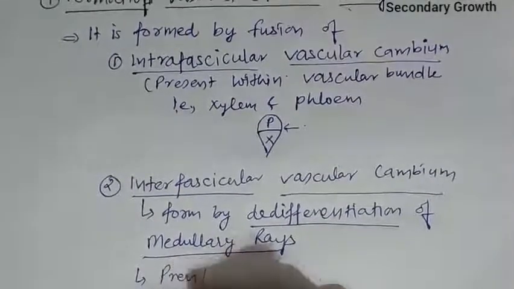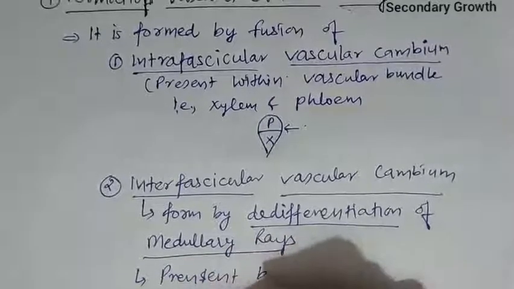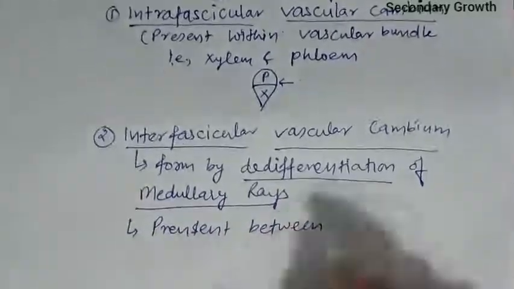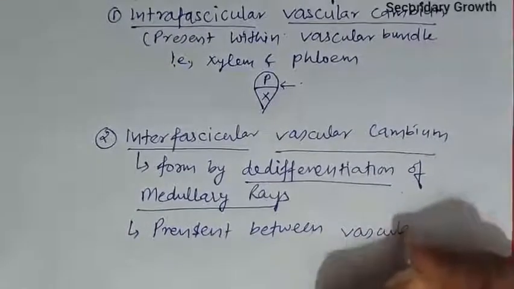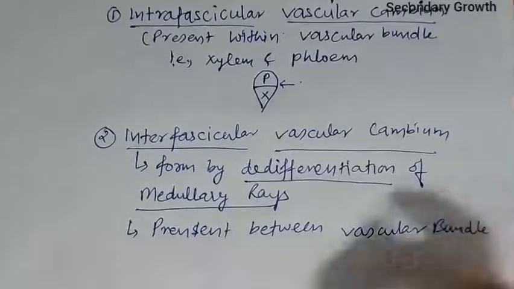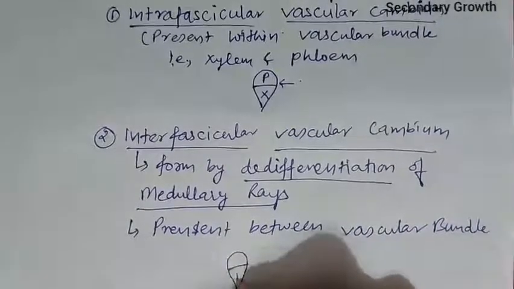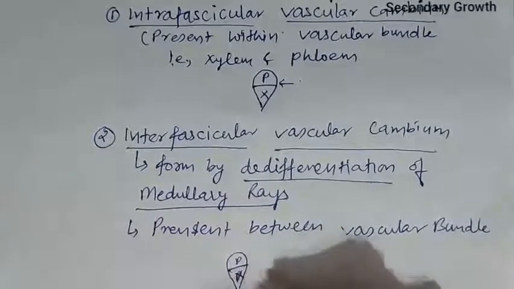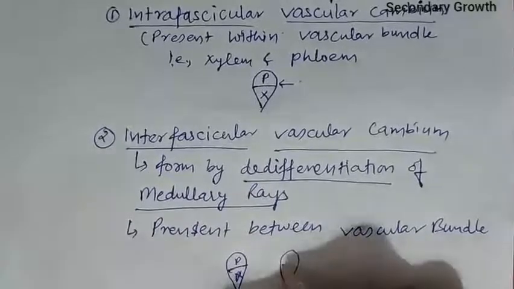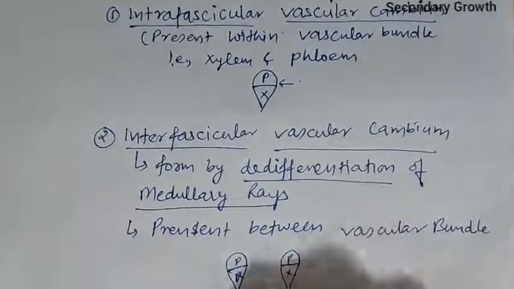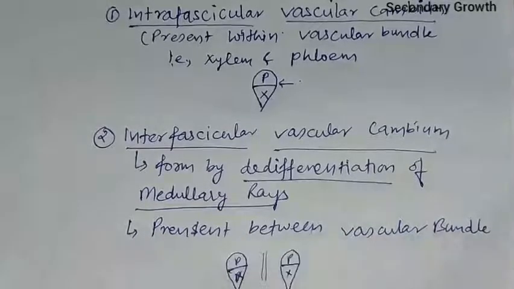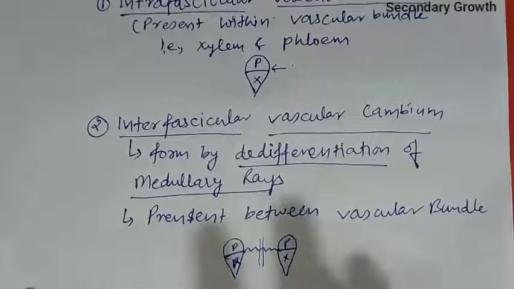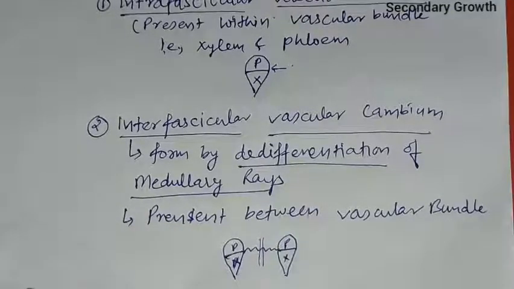So suppose this is one vascular bundle and it has the intrafascicular vascular cambium, and this is the second vascular bundle which has phloem and xylem. The medullary rays are present in between them. Now they de-differentiate and form the interfascicular vascular cambium. This way it is formed, and when fusion of the two occurs, it forms a vascular cambium ring. So let's understand by the diagram.